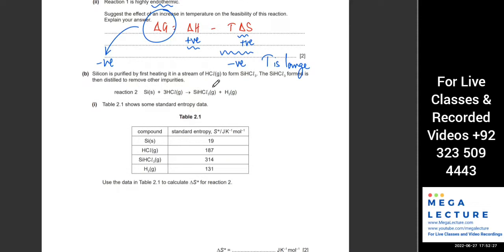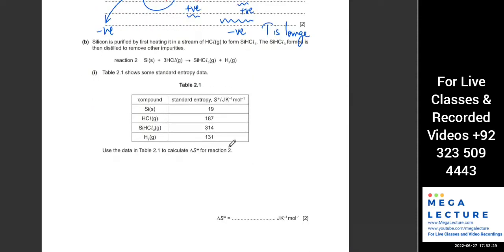So then I'll calculate delta S. So what is delta S? Delta S is the entropy of the products, and you subtract the entropy of the reactants. So it's the difference between the products and reactant entropy. The products are over here. I think he's asking for the entropy change of reaction number 2, this one. So my products are, one of them is 314, and the other one is H2, that's given as 131.